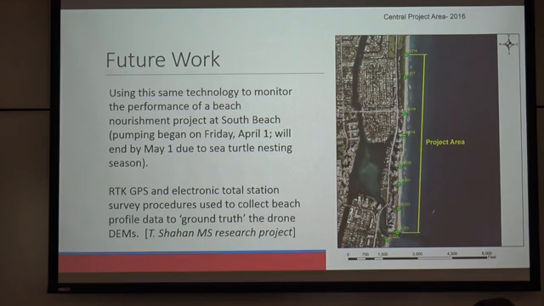And this is actually going to be integrated into another one of my master's students who's going to look and see at profile equilibration from this project, and that's also going to be integrated into James's larger PhD study.